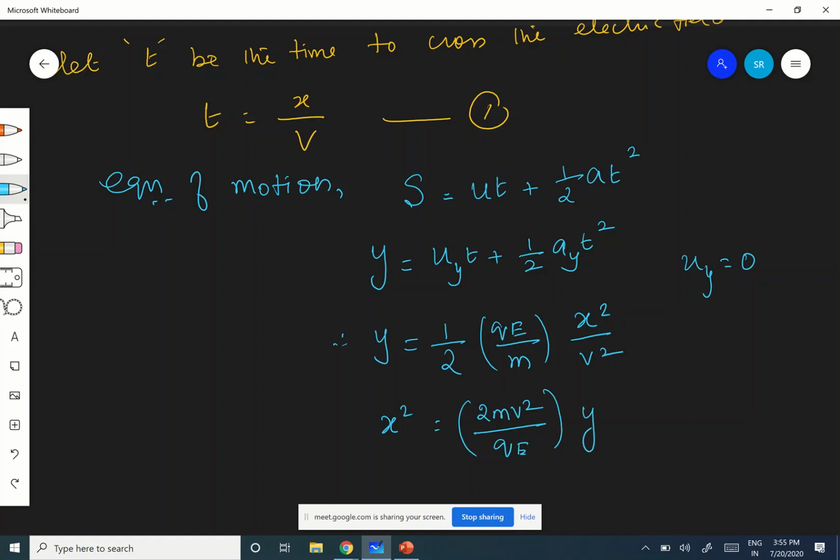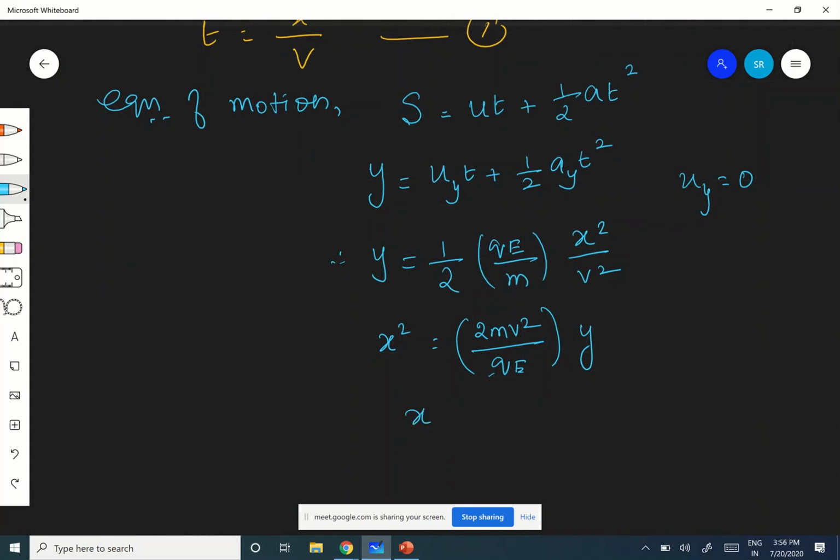In x squared, m is a constant, the mass of the particle. The particle is moving with the velocity v along the x direction. It is not changing, even in the presence of your electric field, because it is a horizontal velocity. Horizontal velocity doesn't have any influence on vertical force. Q is the charge, and E is the applied field. It is a uniform field. I'm not changing the field. Therefore, all the terms within the bracket are nothing but a constant. Therefore, you will be getting x squared equal to K into y.